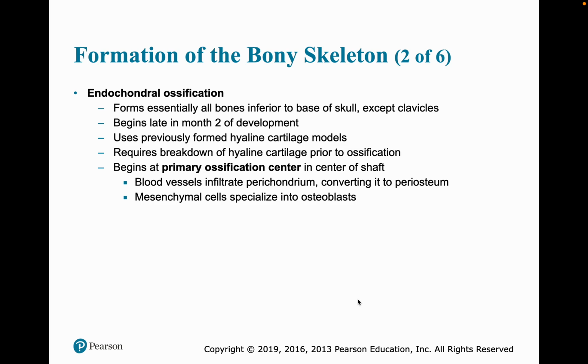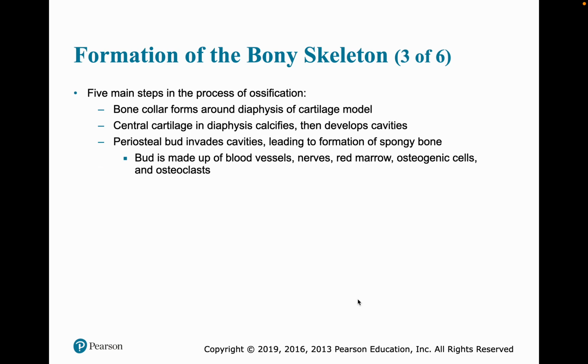It starts at a location called the primary ossification center in the center of the shaft, where blood vessels infiltrate the perichondrium and convert it to periosteum, and mesenchymal cells come in and specialize into osteoblasts. There are about 5 steps to the process. We can outline it in 5 steps.